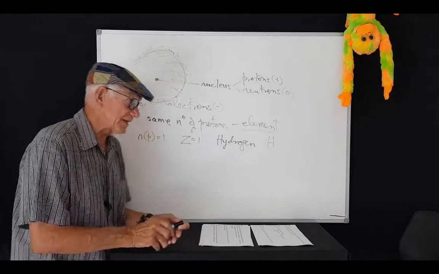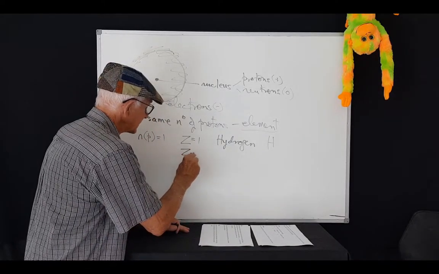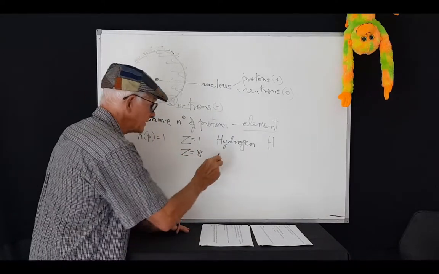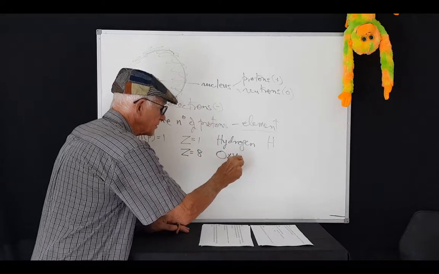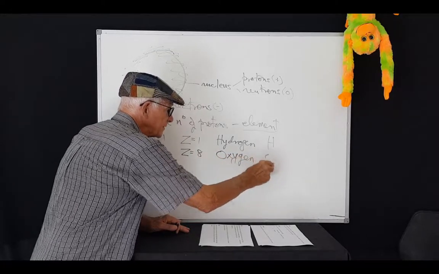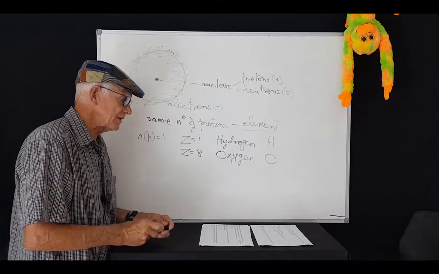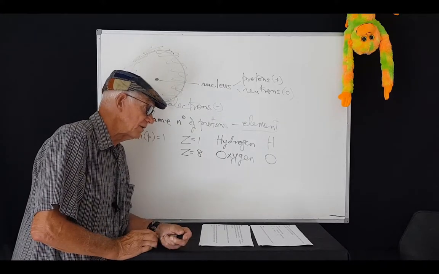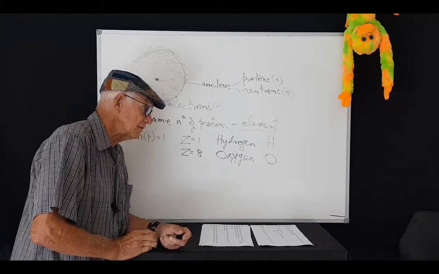You're right, there is such an element. 8 electrons. The atomic number is 8. We call that element oxygen. And the symbol for the name of the element is O. Any more?